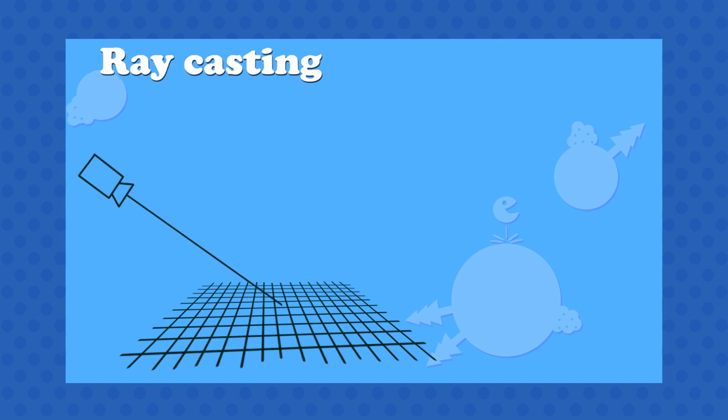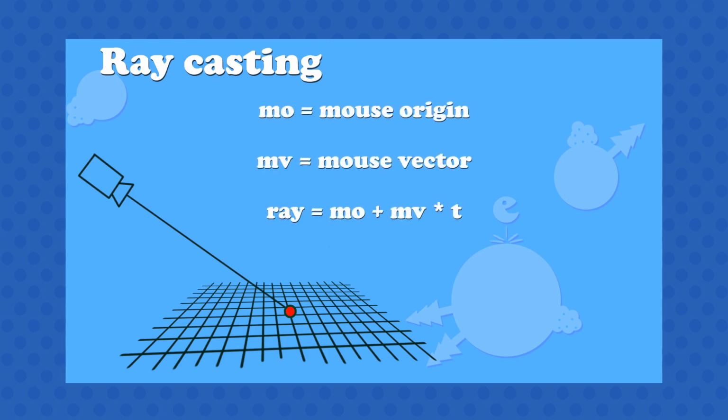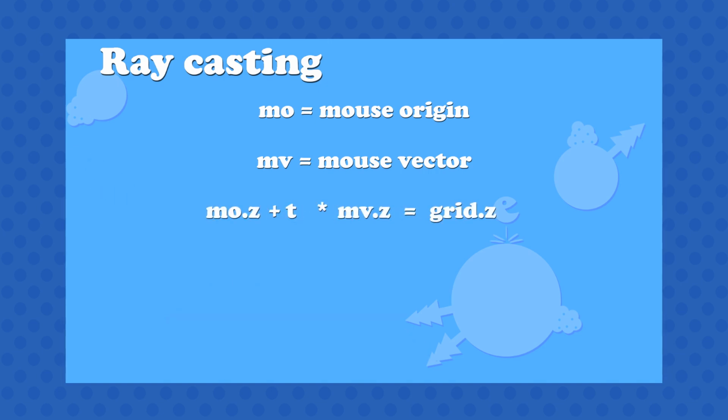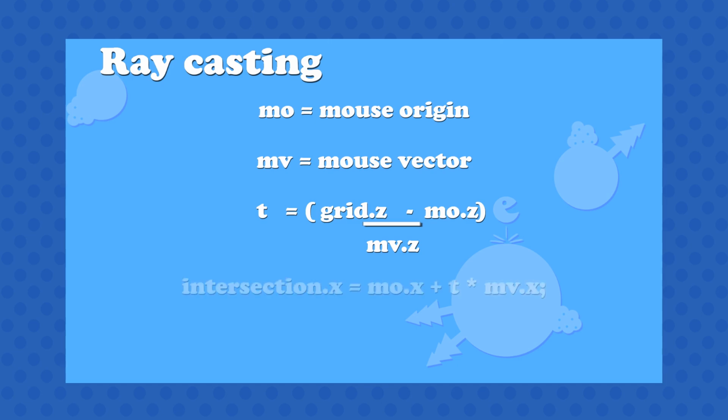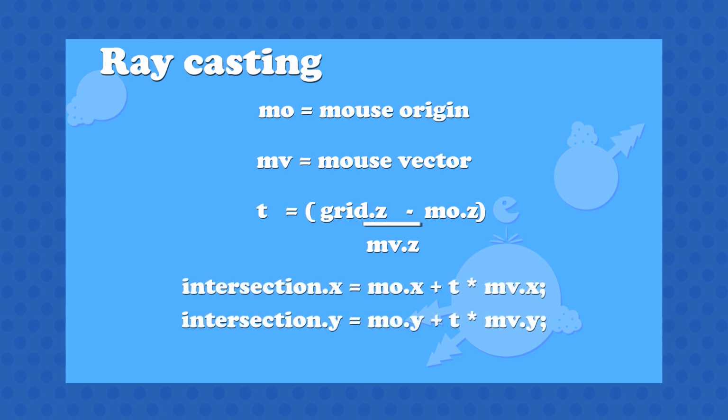Fortunately, when the level consists of just a flat plane, this is simply done by solving an equation. We can set up the general formula for a ray, which is ray origin plus ray vector multiplied by some value t. By changing the value of t, we can find any point along the ray. Right now, we're specifically interested in the value of t where the ray equals the z value of the grid. So by setting up an equation where the z value of the ray is equal to the grid, we can solve for t. Rearranging that, we get this equation for t. Then we can use this value to find the x and y position of the mouse grid intersection.